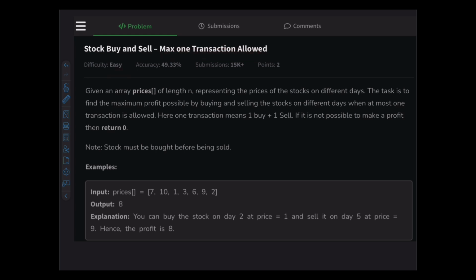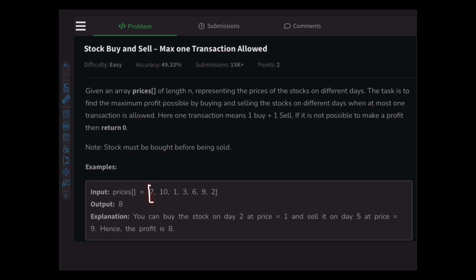So you're given an array prices of length n, which represents the prices of the stocks on different days. The task is to find the maximum profit possible by buying and selling the stocks on different days when at most one transaction is allowed. Here, one transaction means one buy and one sell. If it is not possible to make a profit, return 0. Stock must be bought before being sold.